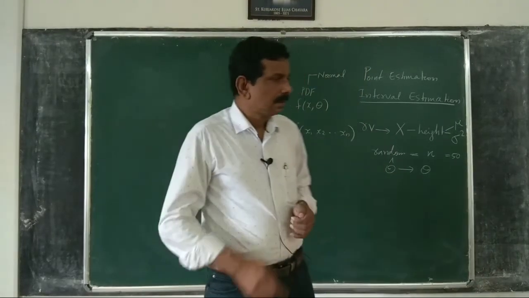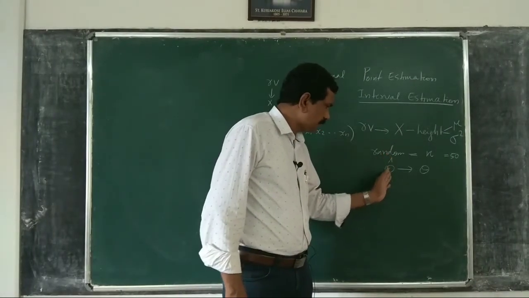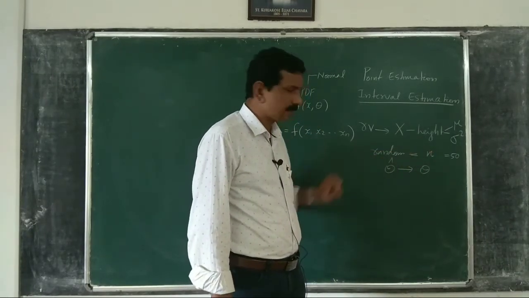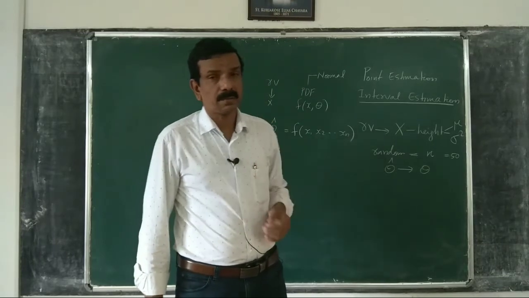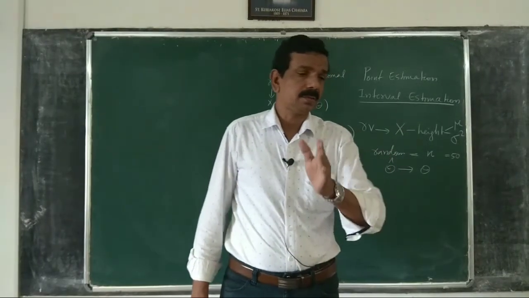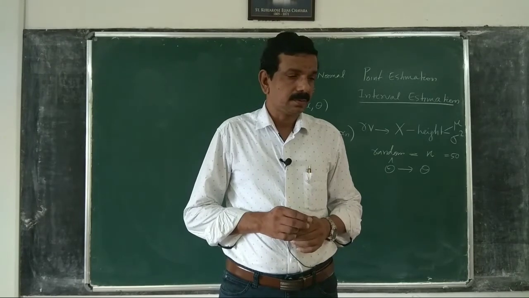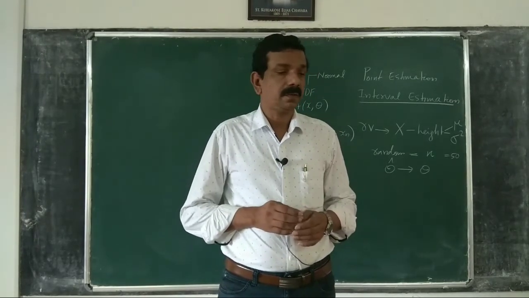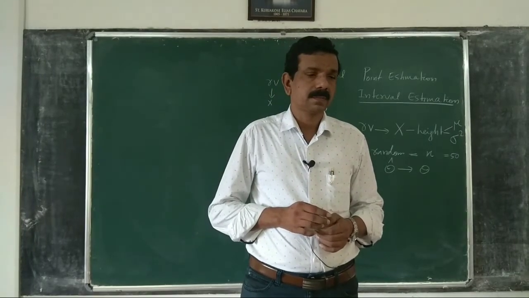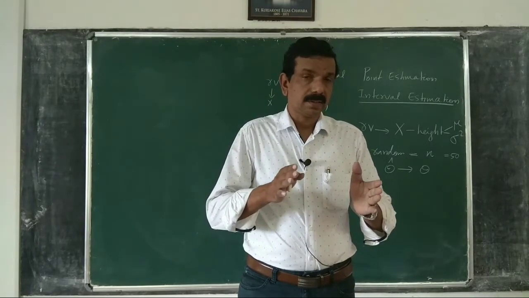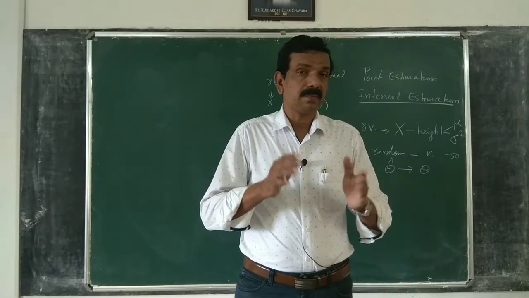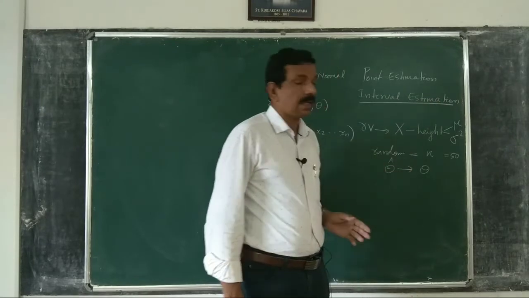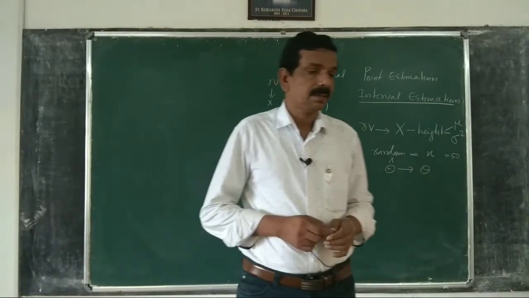Now, as the value of theta hat varies from sample to sample due to sampling fluctuations, and as we are not sure about which theta hat truly represents the true theta, we can make statements involving probabilities. We can make statements involving probabilities where we use the idea of interval estimation.